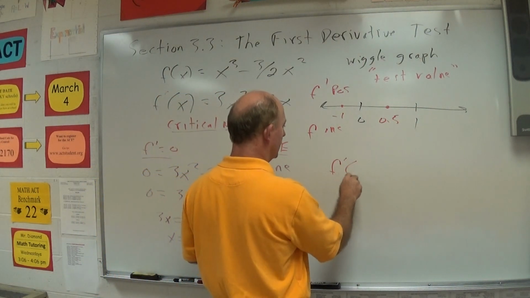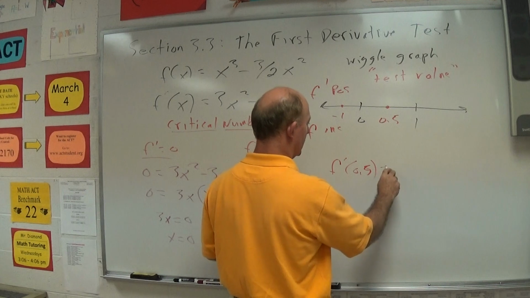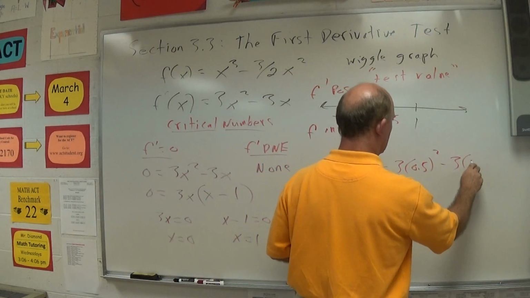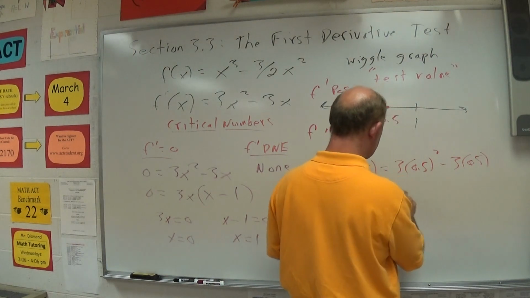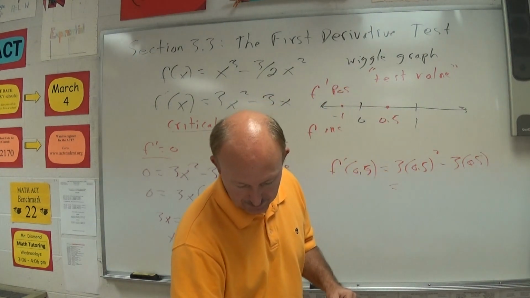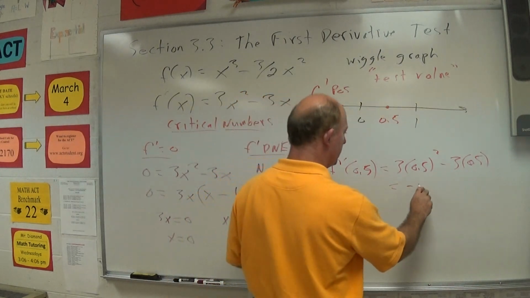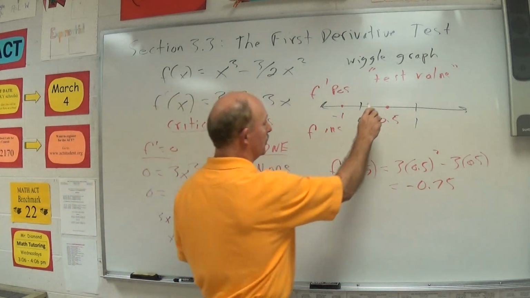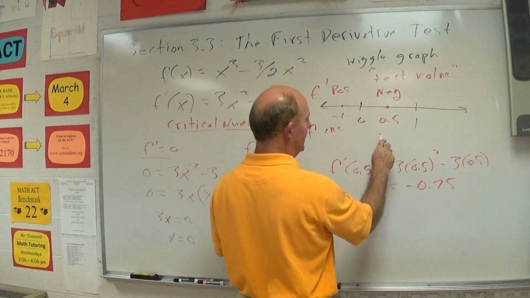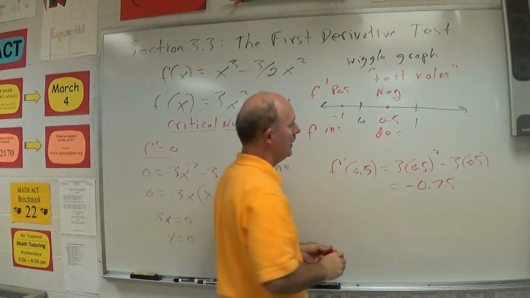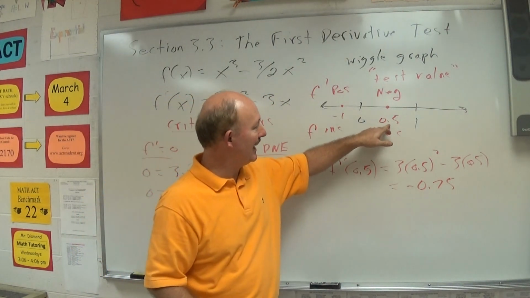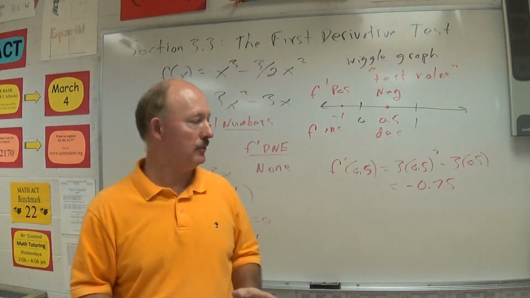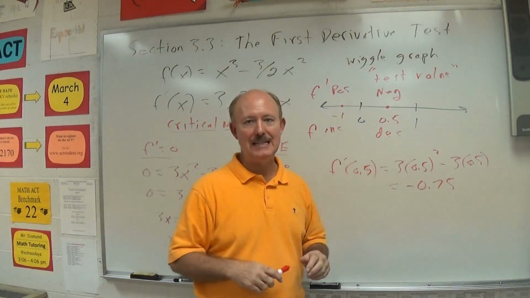So the derivative at 0.5 will give us 3 times 0.5 squared minus 3 times 0.5. I did this beforehand just to save us some time, and we end up with negative 0.75. Once again, the derivative is negative, which means the graph itself is decreasing at x equals 0.5. That means everywhere on the interval from 0 to 1, the graph is going to be decreasing.